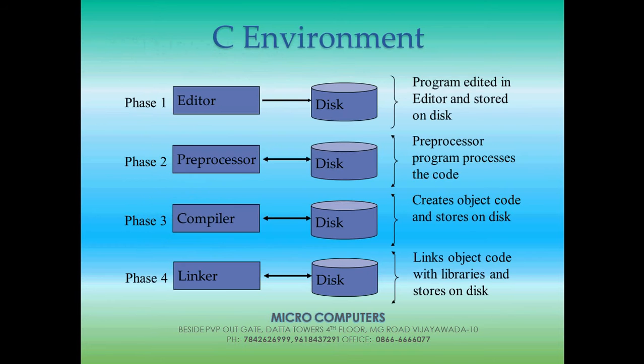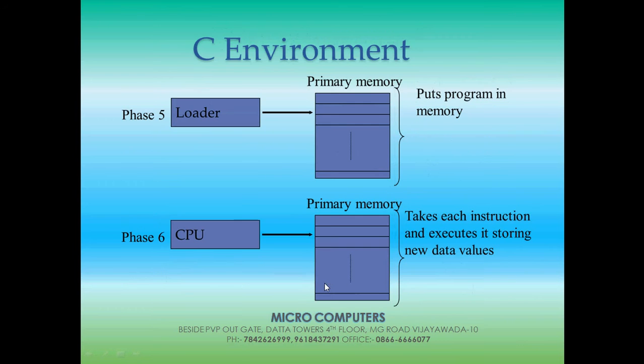Here is the backend process. In phase 1, the program is edited in the editor and stored on the disk. The preprocessor processes the program code and stores it on the disk. The compiler creates an object code and stores it on the disk. And in phase 4, the linker phase, all the C library files are linked and stored on the disk.